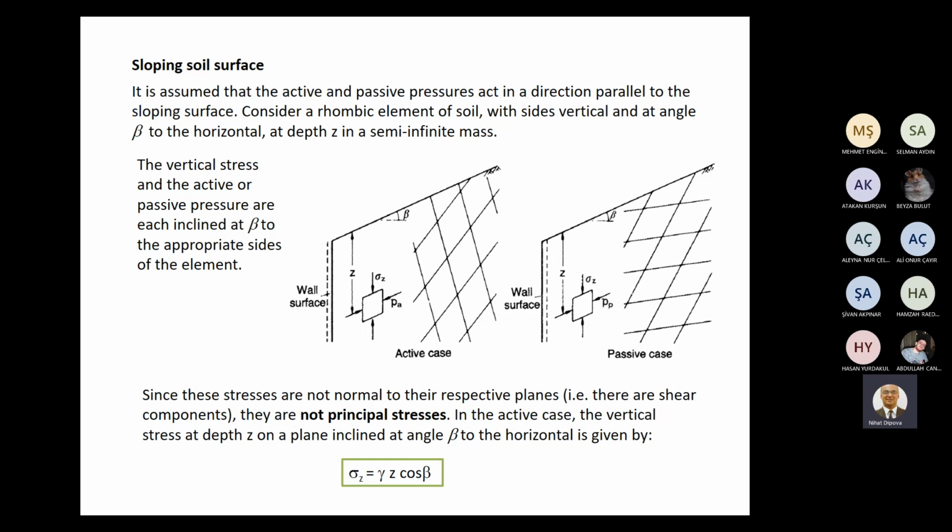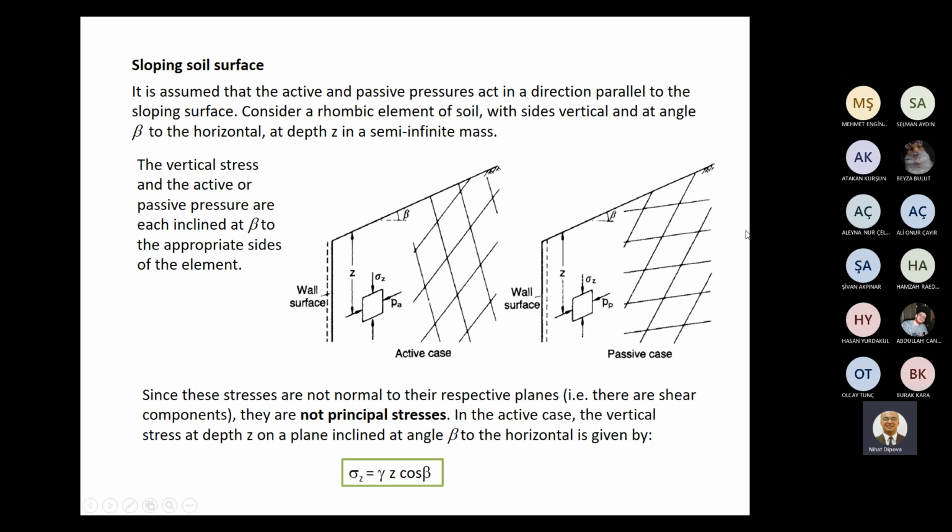When soil is sloped, as in general, it's assumed that the active and passive pressures act in a direction parallel to the sloping surface, as shown here and here.